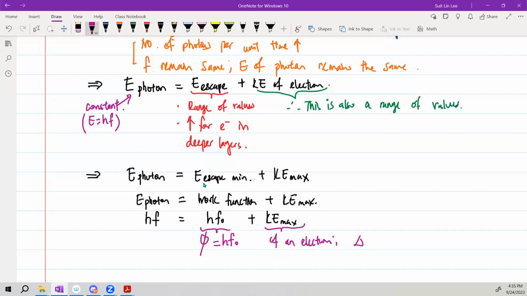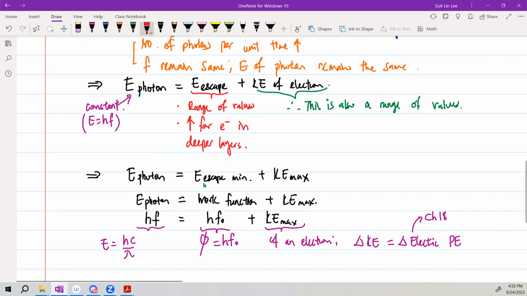Okay, so the change in KE can sometimes be changed to electric PE, especially if I want to link this to chapter 18, meaning I perform a photoelectric effect, I take the electron, and then I do another chapter 18 experiment or chapter 18 scenario. Okay, and finally, this one sometimes can be written as hc over lambda. So these are the various formats. I'm going to draw a box around this. Then we'll jump straight into doing some questions.